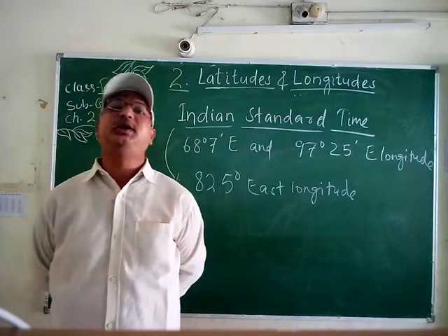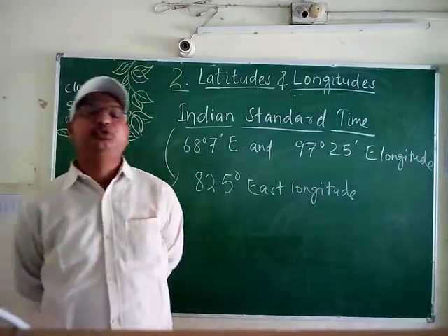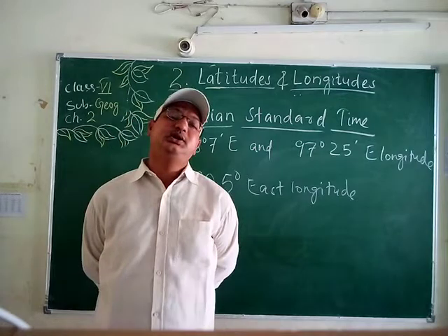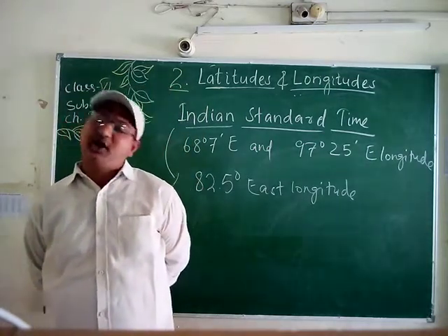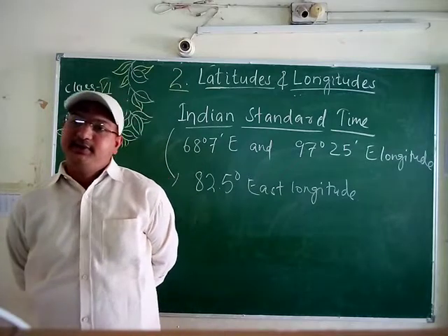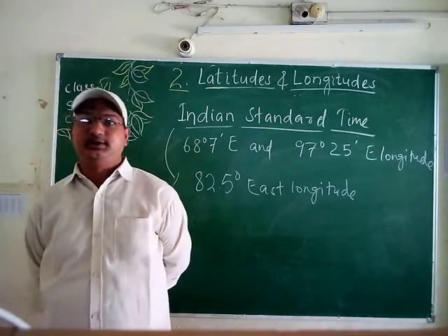Okay, we can say the time in the United Kingdom or Britain. So it is 5.5 hours ahead of London. Then students, it is afternoon in India when it is morning in England.